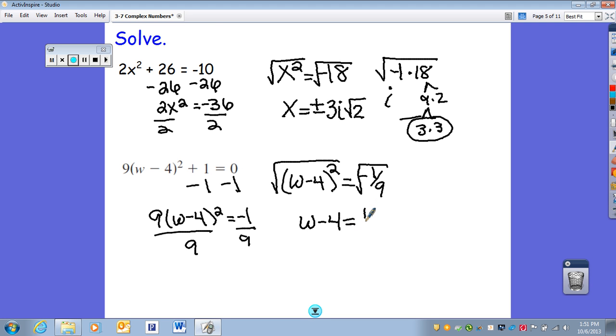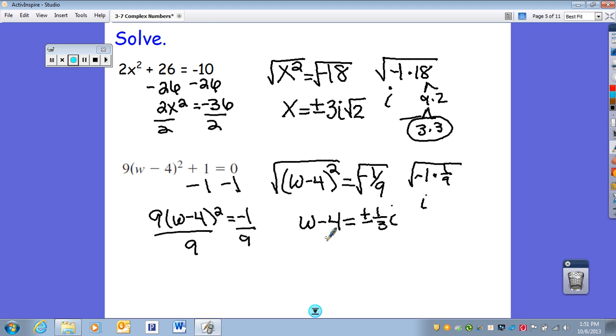And we have plus or minus, and now we want to simplify this root. Again, we'll break that up into two pieces. We're going to take negative 1 times 1/9, and we're going to take the square root of each of the factors. The square root of negative 1 is i, and the square root of 1/9 would be 1/3. So we have 1/3 i as our simplified square root.